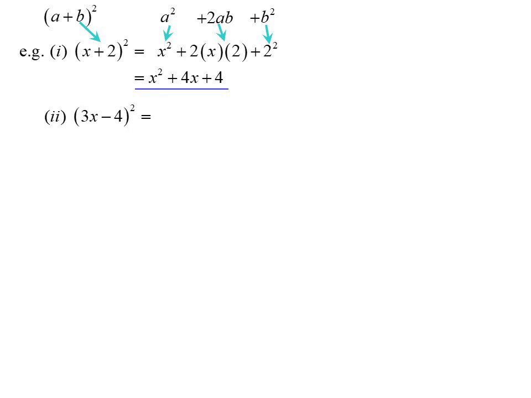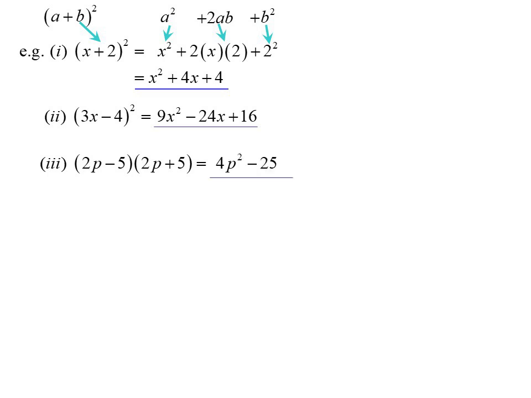Let's just do a minus 1 for the fun of it. There we go. (3x) all squared, 9x squared, minus twice the product, plus 4 squared. Difference of 2 squares, so 4p squared minus 25.